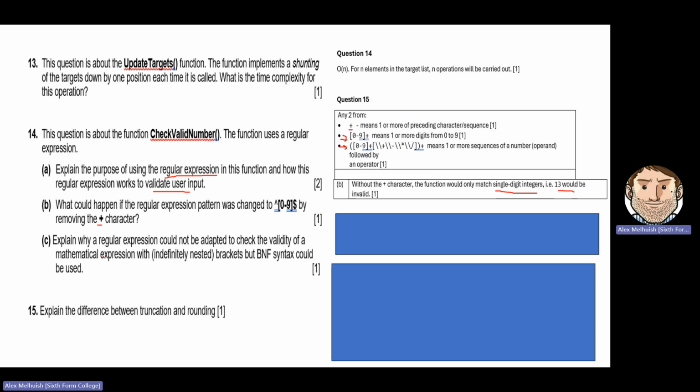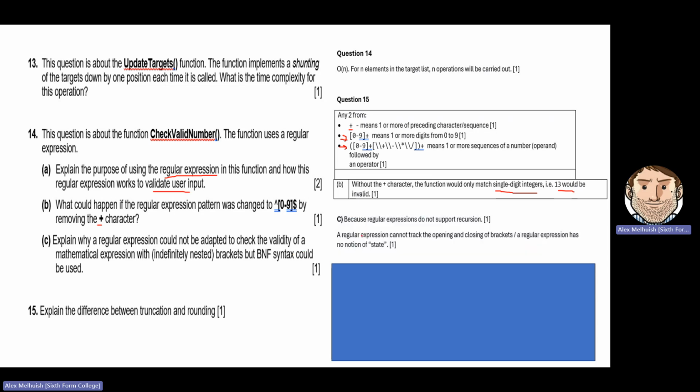And then C, explain why a regular expression could not be adapted to check the validity of mathematical expressions, but BNF could. I quite like this question again, and again highlights why I think you should be going away and reading up on BNF and making sure you're happy, particularly with BNF compared to regular expressions, and why it is a more powerful form of being able to define syntax in languages.